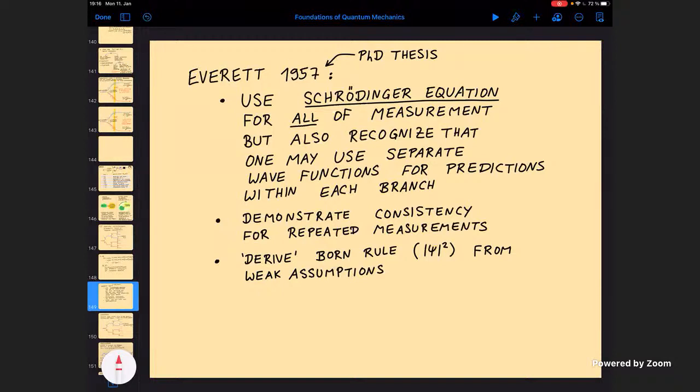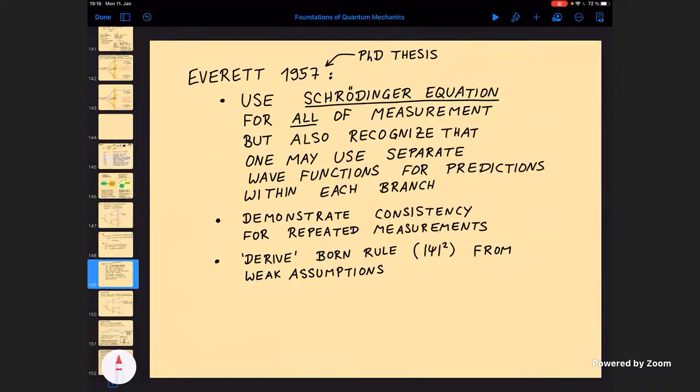Then on top of this discussion, which we already had, he also looked into repeated measurements and he demonstrated some sort of consistency. I can come back to that in a moment. And as an add-on, he even said, I can derive for you the Born rule, that is, the probability is psi squared, from rather weak assumptions. I do not at least need to postulate it completely. I can start out from rather weak assumptions and get it for you. So this is what Everett did in a nutshell.